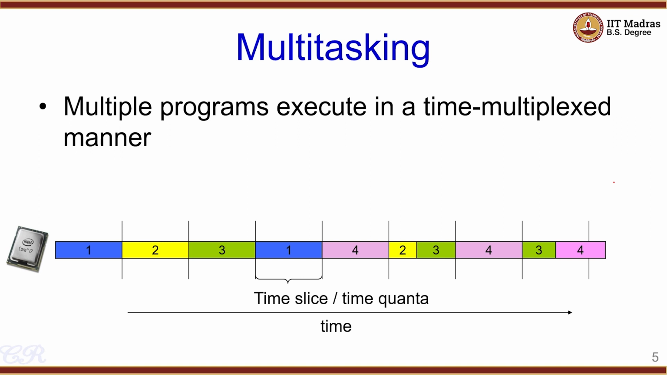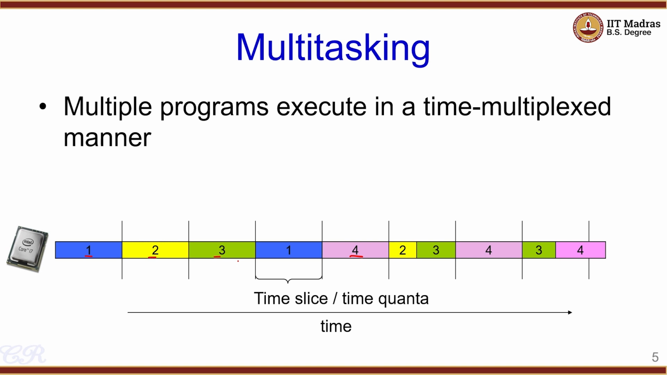So what we did mention is that we have a single processor like this, and this processor executes, and its execution time is multiplexed between various processes, right? So here, for instance, we have 4 processes, process 1, 2, 3 and 4, which time multiplex or share this single processor. So what we see from here is that process 1 executes for some time, known as the time slice or time quanta. Then there is a switch and process 2 executes, then process 3 executes and so on.